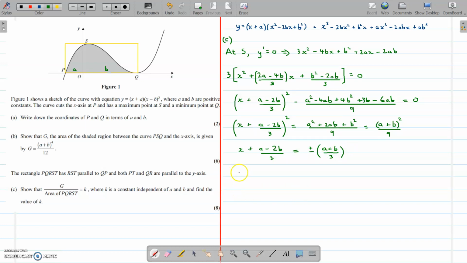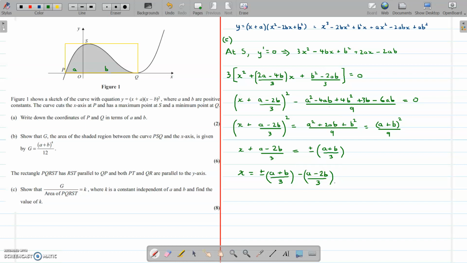Now if you just take, to get x on its own, we just have to take this to the other side. So x equals plus or minus a plus b over 3, minus a minus 2b over 3.